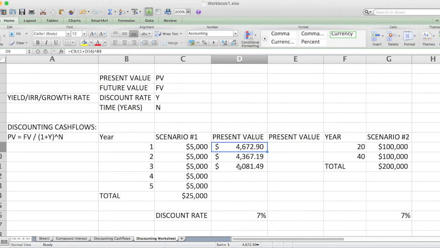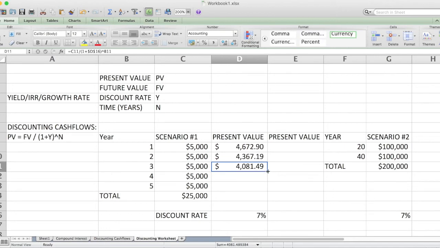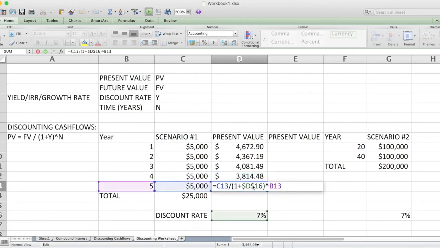Now, hopefully you know about the autofill function, which I'm going to show right now. I'm going to lock in a cell, specifically D16, the discount rate there. I'm going to put little dollar signs in front of that, which locks it, which allows me to drag and autofill the next few boxes, and it will continue to reference the D16 spot.